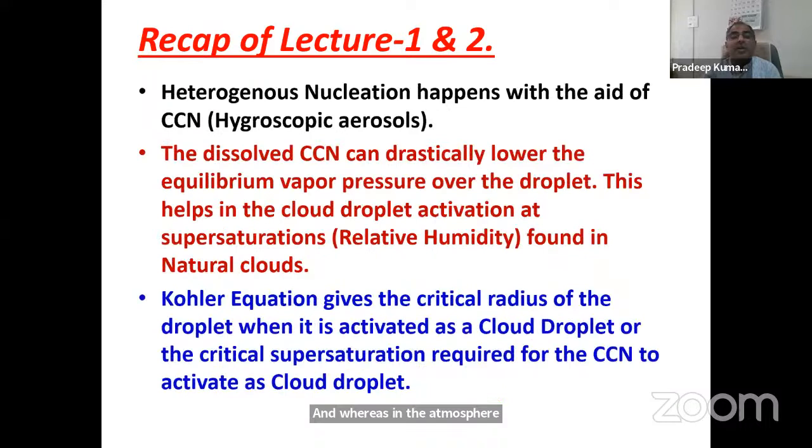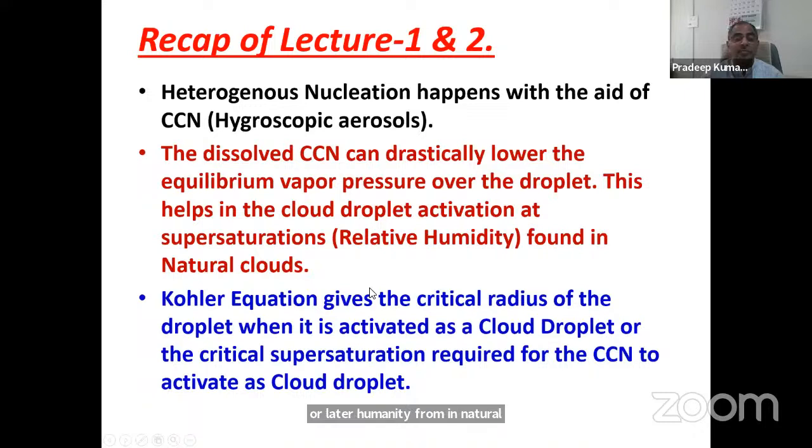Now, heterogeneous nucleation happens with the aid of CCN, which are hygroscopic aerosols. I discussed this with two examples, sodium chloride and ammonium sulfate. The dissolved CCN can drastically lower the equilibrium vapor pressure over a droplet, and this lowering of equilibrium vapor pressure over a solution droplet helps in cloud droplet activation at the supersaturations found in natural clouds. And we derived the Kohler equation.